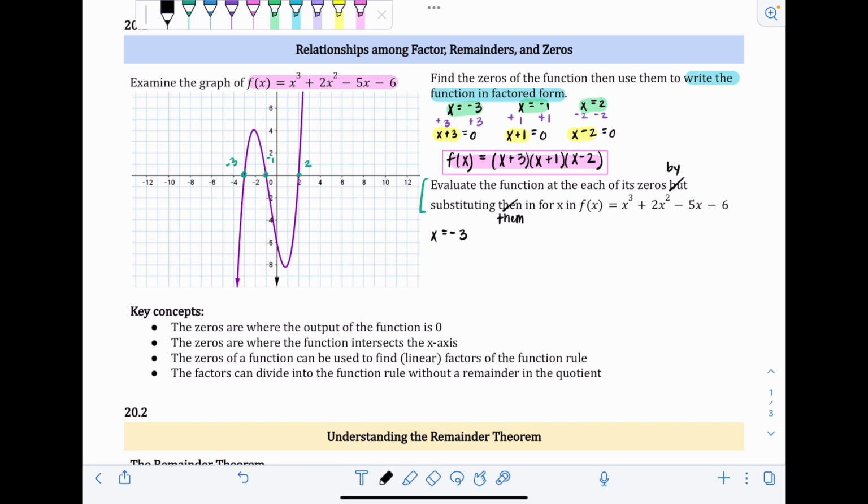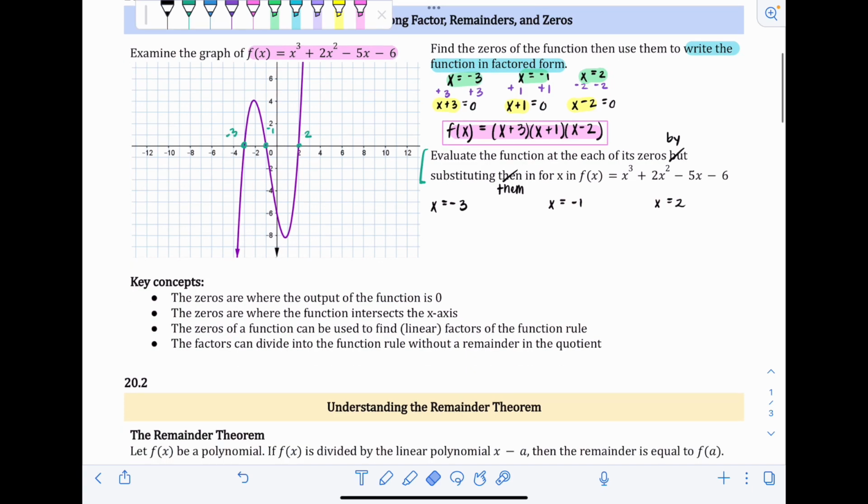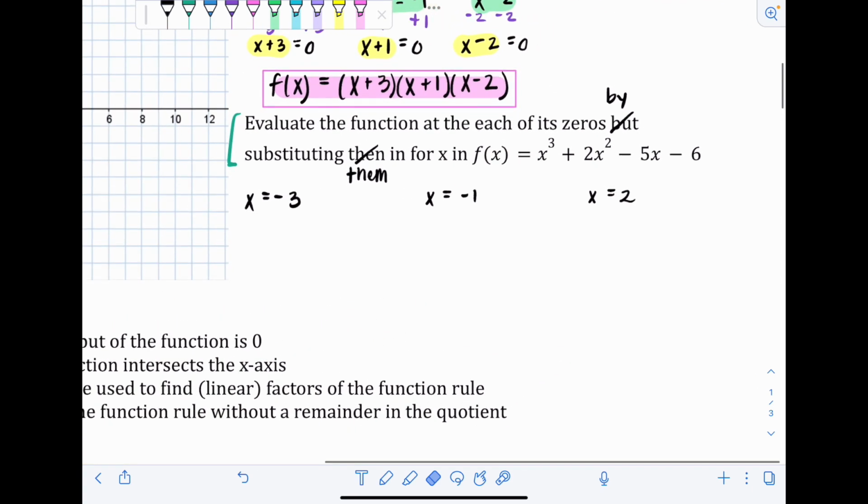So x equals -3, x equals -1, and then x equals 2. Make sure you leave some kind of space to work between them. And we're going to substitute each of those in for x into the function one at a time though. So we'll start with x equals -3. So if I'm putting that in for x, I'm going to find f of -3 and then put that in here, here, and here for all the x's.